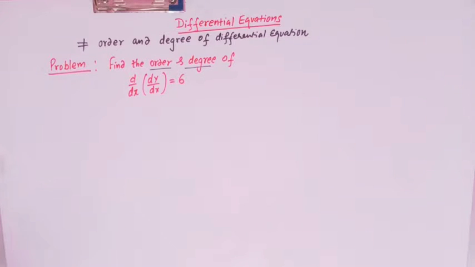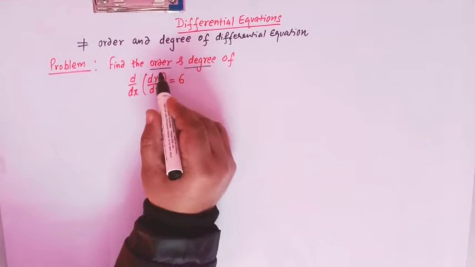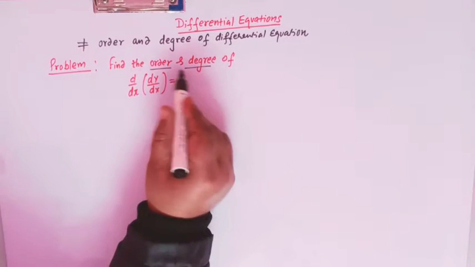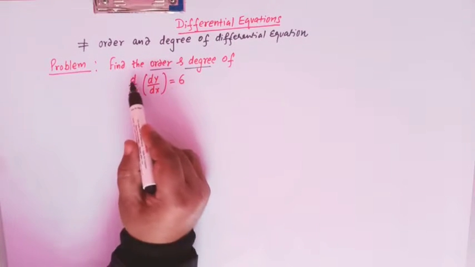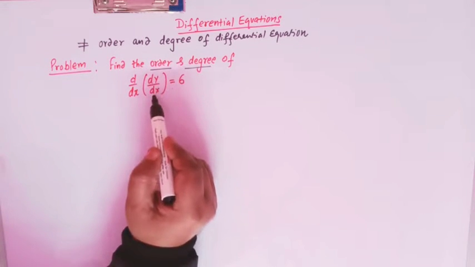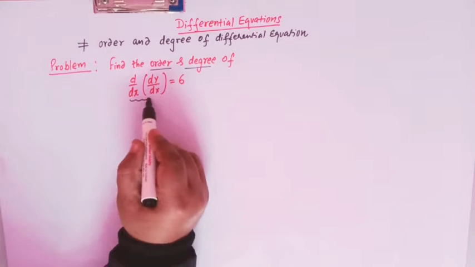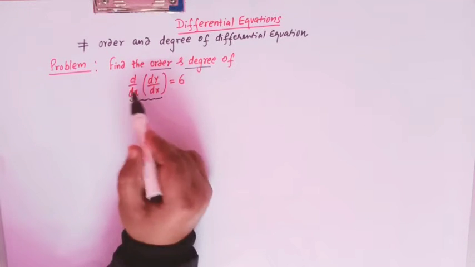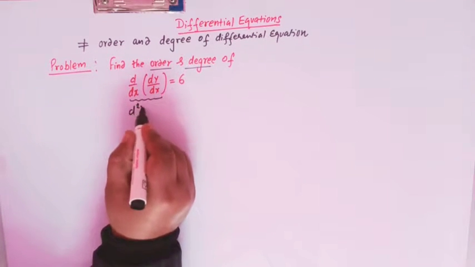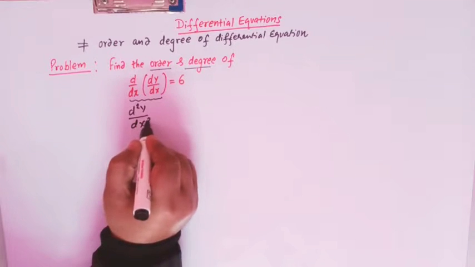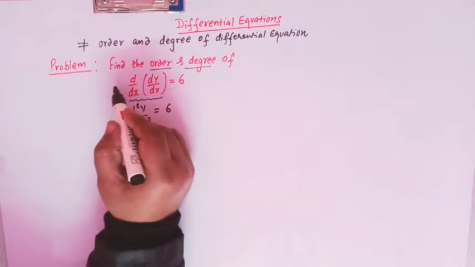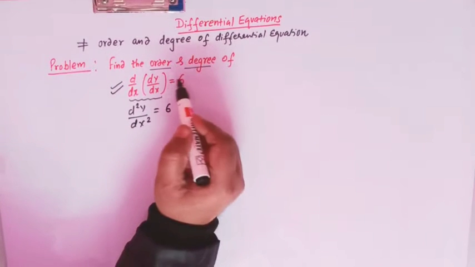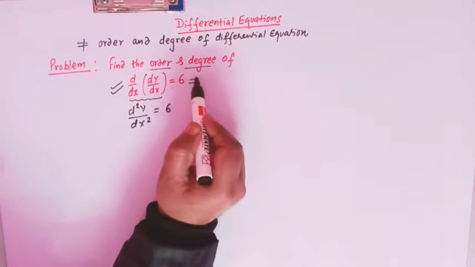So let us start. Here we have to find the order and degree of this differential equation, right? The differential equation is written like this: d over dx of dy over dx, and this expression can be written as d2y over dx2 is equal to 6, right? So we are given the differential equation in this form.